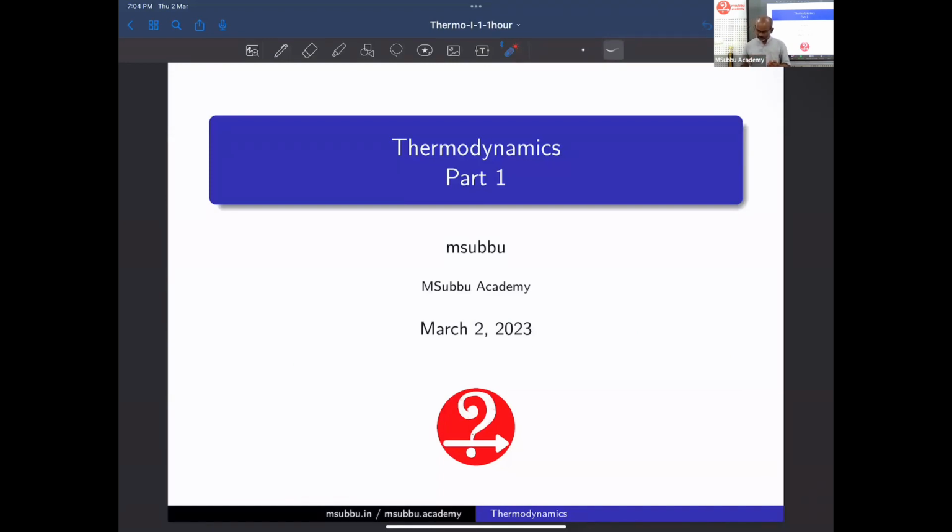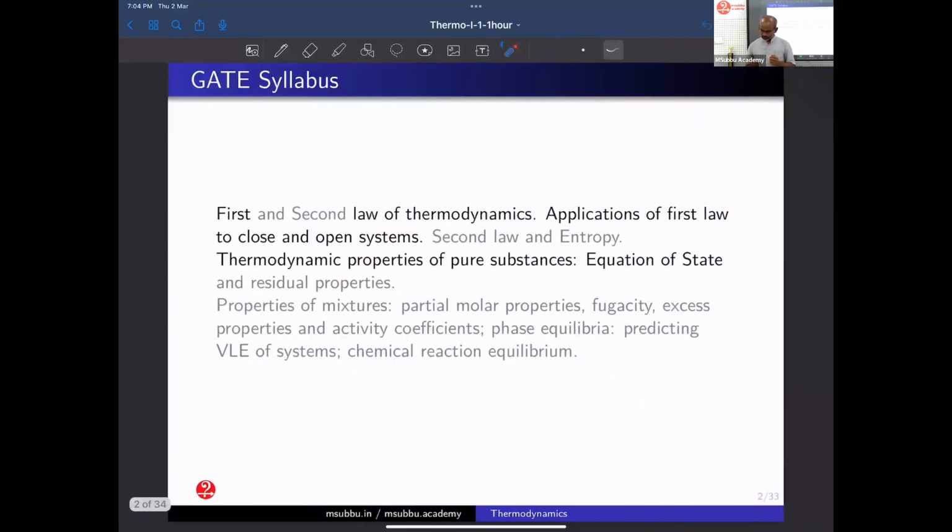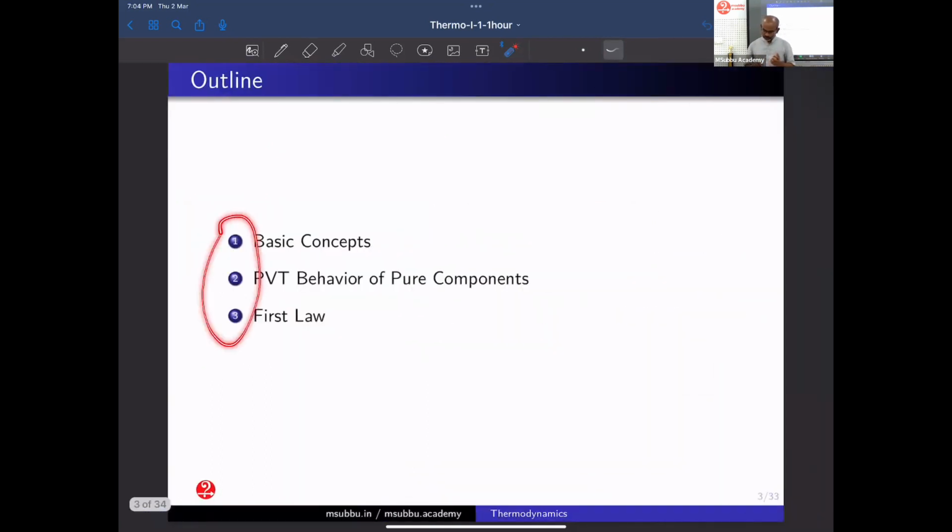In today's session, we are going to see the thermodynamic theory part, out of which we are going to cover these aspects, namely first law, then thermodynamic properties of pure substances. That is these two topics of the GATE syllabus. In these three contents, what is it? Basic concepts, PVT behavior of pure components, and first law of thermodynamics.